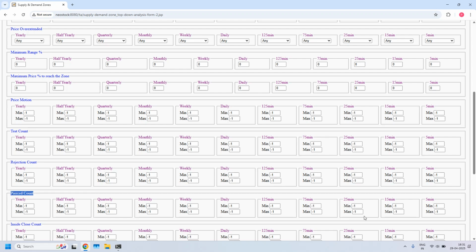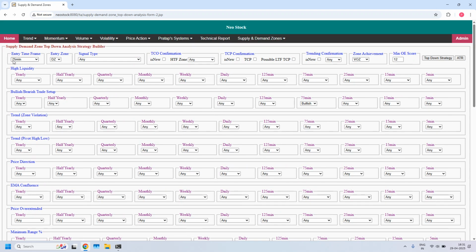So in the pierced count at 75 minutes time frame, setting minimum value 0, maximum value 0. That means zone pierced count should be 0. Zone pierced count 0 means the zone is not pierced. Which zone? The one you selected here, 75 minutes demand zone. Should not be pierced. Let's filter.